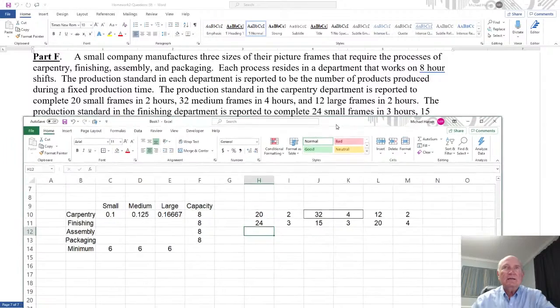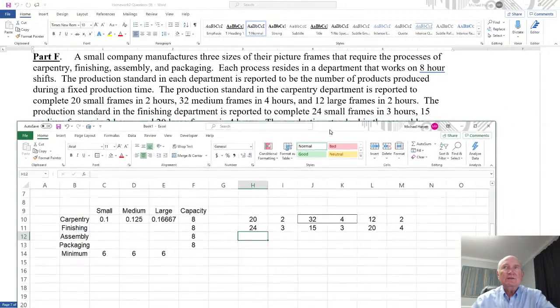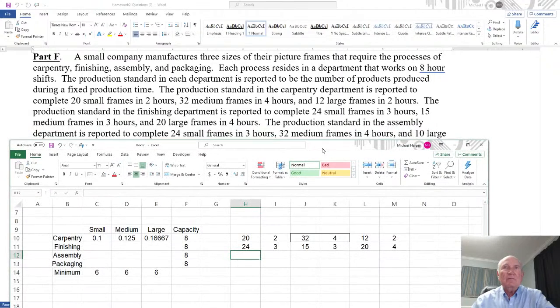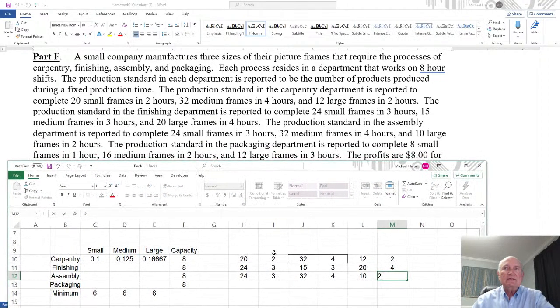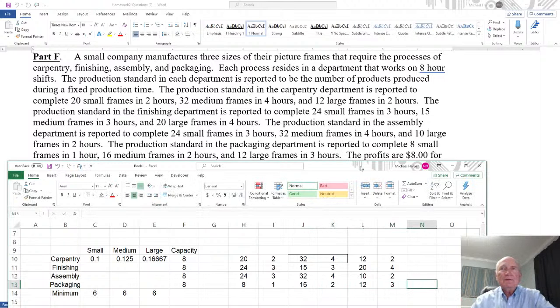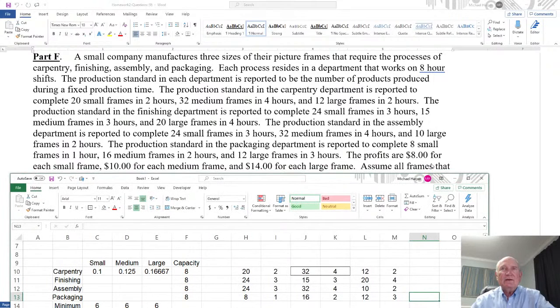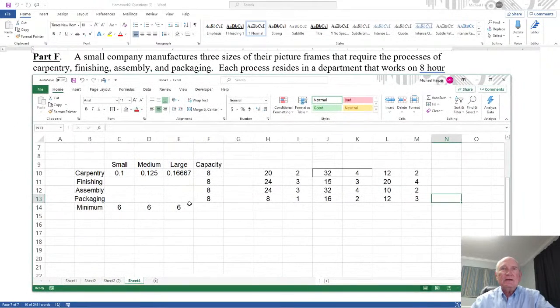And then you have the assembly department, which is 24/3, 32/4, and 10 large 4/2. And finally, the packaging department is going to be 8 in 1, 16 in 2, and 12 in 3. And then your profits down here are 8, 10, and 14.